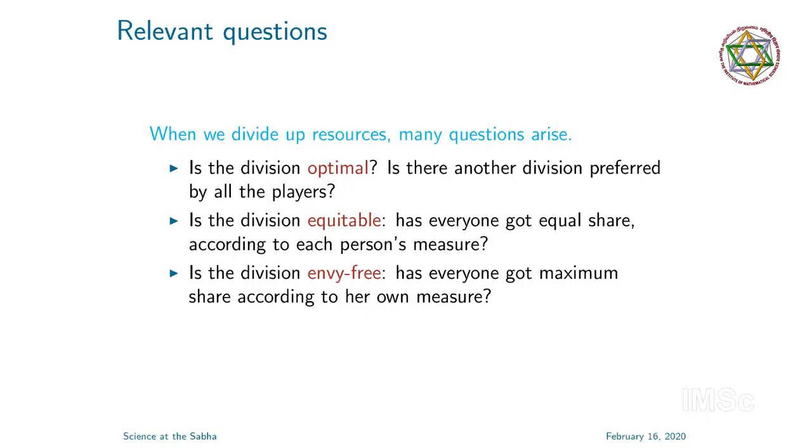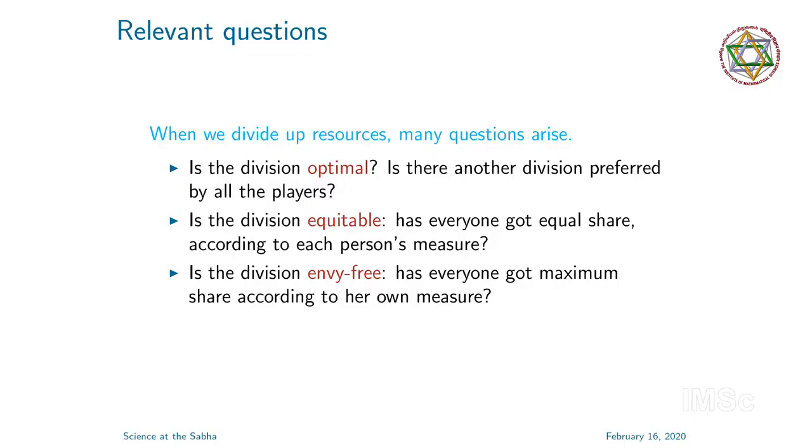I might want all the creamy part. You hate cream, right? You might want the portion with the, you know, kishmish and whatever, right? So we may all have very different preferences on these things. Now, but is it possible that despite these differences in measures, everybody has got equal measure?